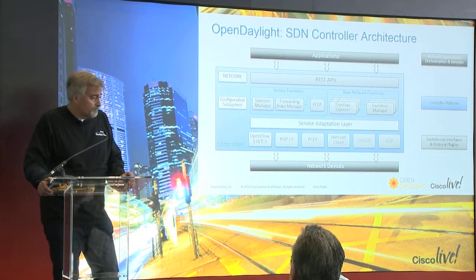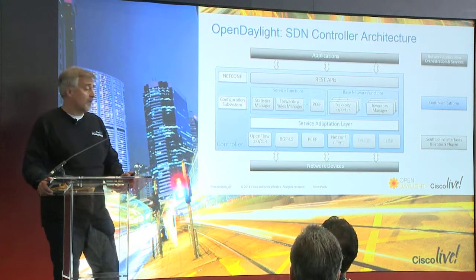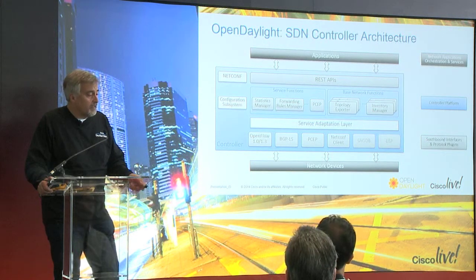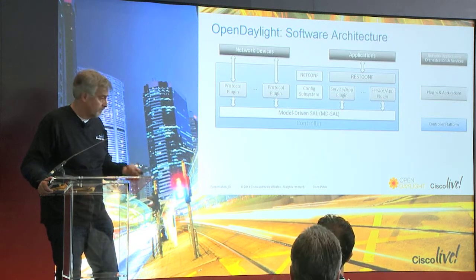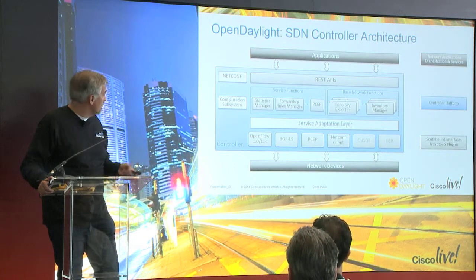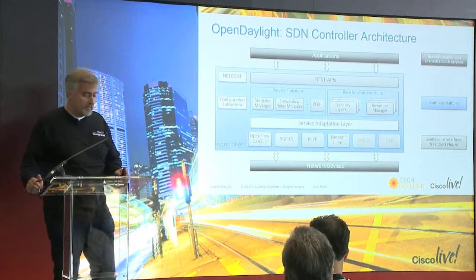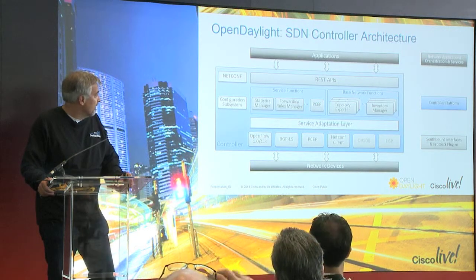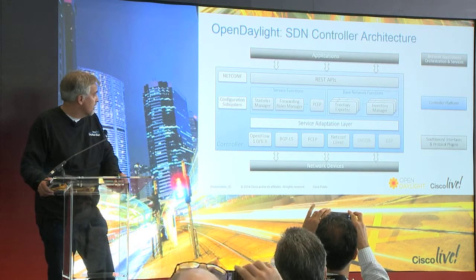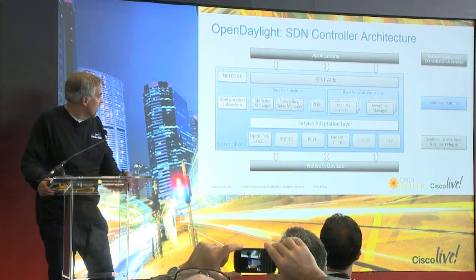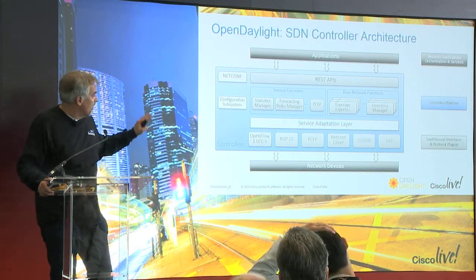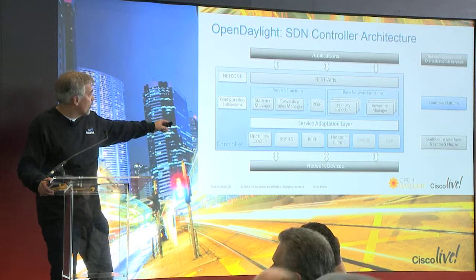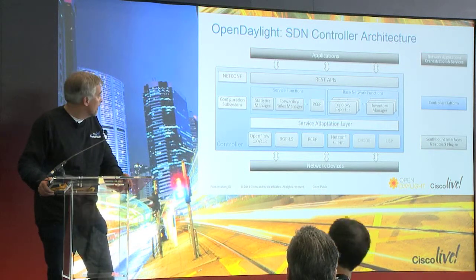So when we look at the controller architecture, you may have seen this picture on the OpenDaylight wiki. It's three layers. At the bottom are protocol plugins that support different protocols and languages and ways to talk to network devices. On the top are REST APIs, which are accessed by applications. And in the middle is the controller platform. The controller platform consists of two things: a layer that we call the service adaptation layer, which mediates between protocols and functions that the controller itself implements.